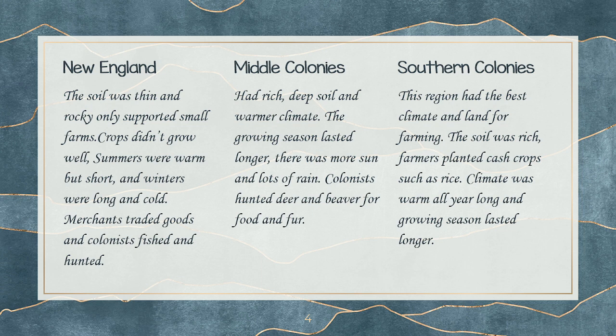In New England, the soil was thin and rocky, and it only supported small crops, so crops didn't grow very well. Summers were warm but short, and winters were long and extremely cold. Merchants traded goods, and colonists fished and hunted.